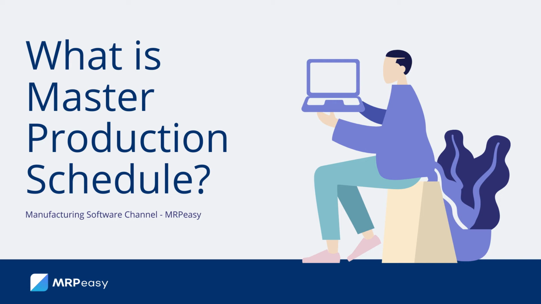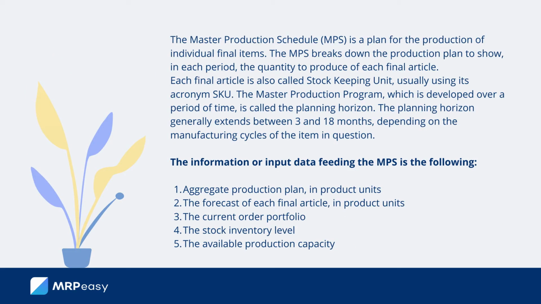What is the Master Production Schedule? The Master Production Schedule, MPS, is a plan for the production of individual final items. The MPS breaks down the production plan to show in each period the quantity to produce of each final article. Each final article is also called a stock keeping unit, usually using its acronym SKU.